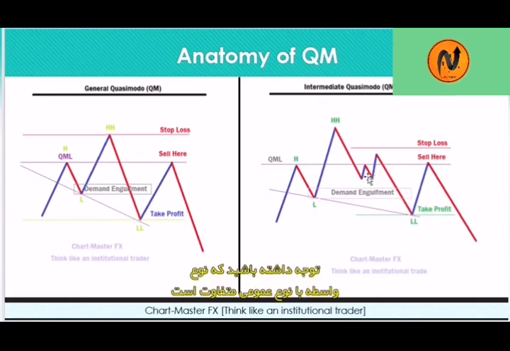Take note that this intermediate Quasimodo is actually different from the general Quasimodo in the perception that the risk has been reduced. The risk has been reduced. If you look at the general Quasimodo here, you can see that the stop loss is actually above the high, which is at the high here. But now you can see that the stop loss is not on the high, but it is above the MPL.